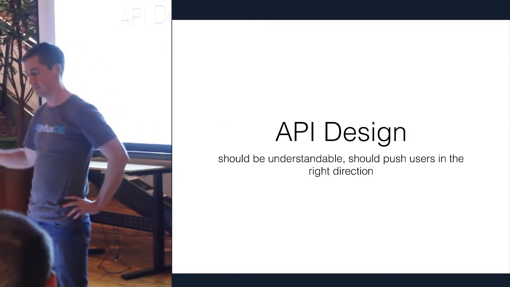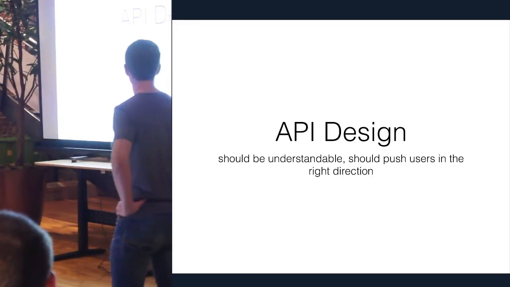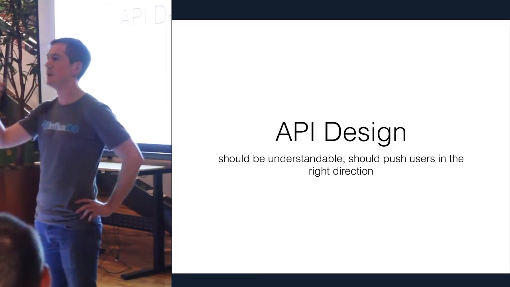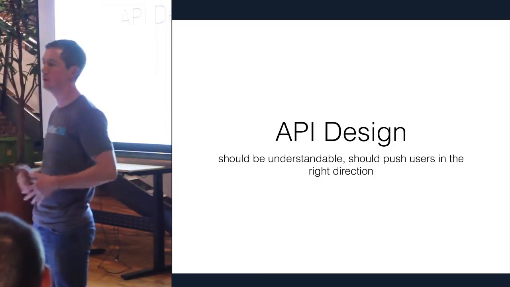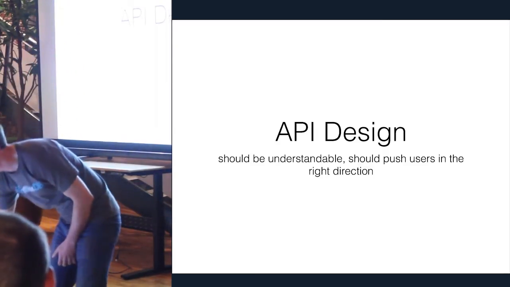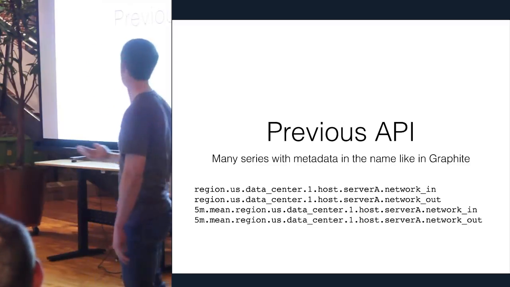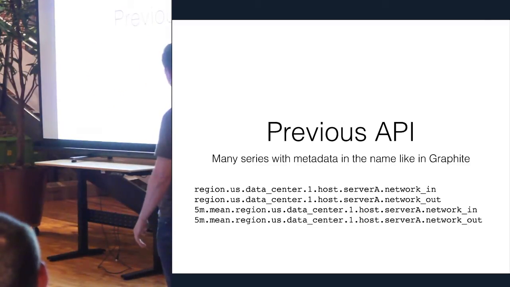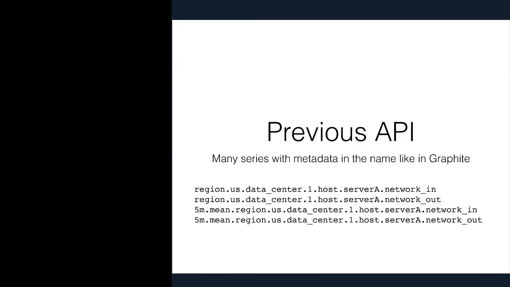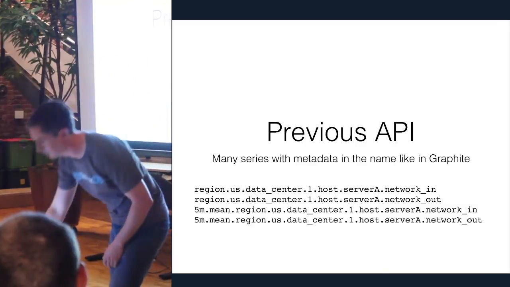Now, API design. Goals: it should be understandable. It should push users in the right direction. When they use the API as they naturally feel they should use it, they should get expected results and they should get expected performance. So our previous API, we were pushing people to have many, many different time series and have them encode the metadata of the time series in the name. So this is very similar to how you do things in Graphite, right? You have all this metadata, you have these long time series names, and there's a huge list of them.